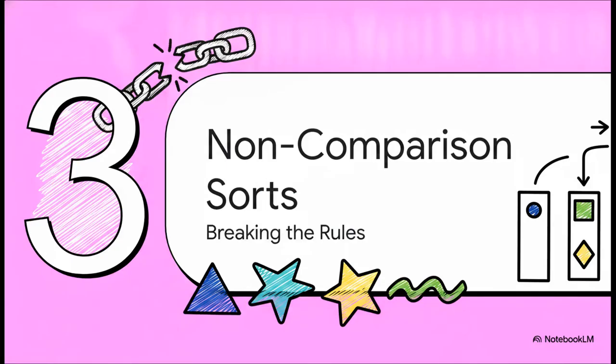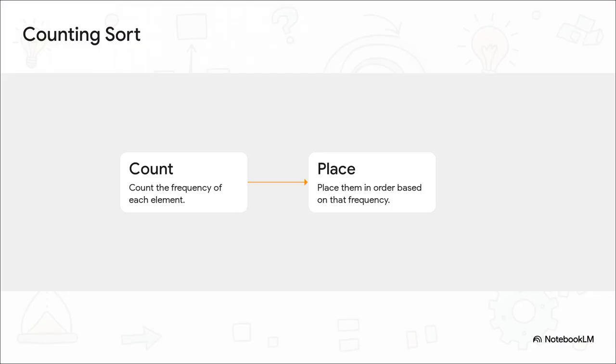Section 3. Non-comparison-based sorts. All right, let's introduce a little plot twist. Up until now, every single algorithm has compared elements against one another. But let's look at algorithms that completely break those rules. First is counting sort.